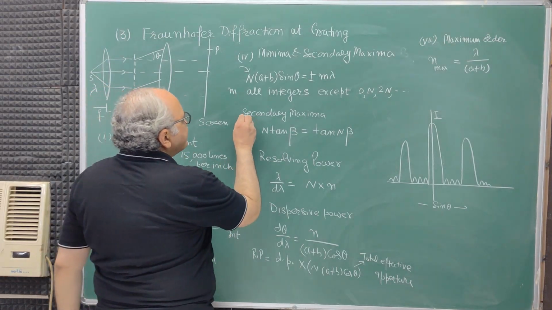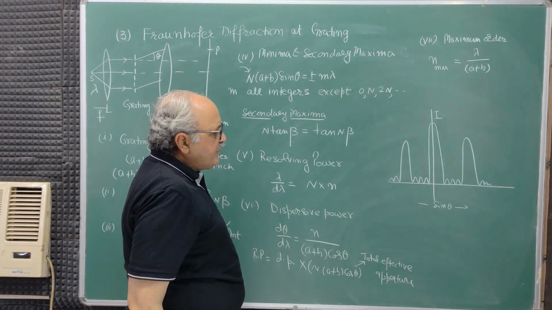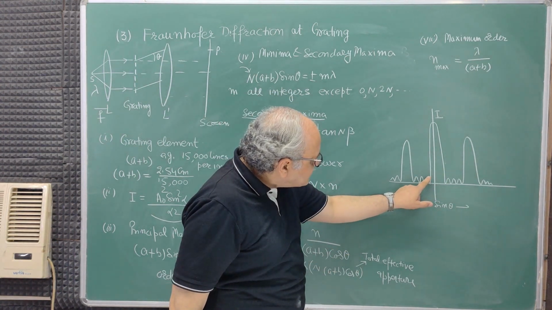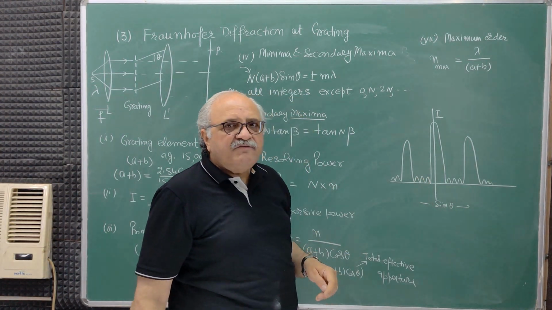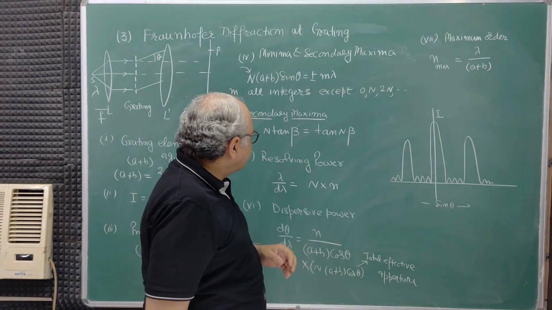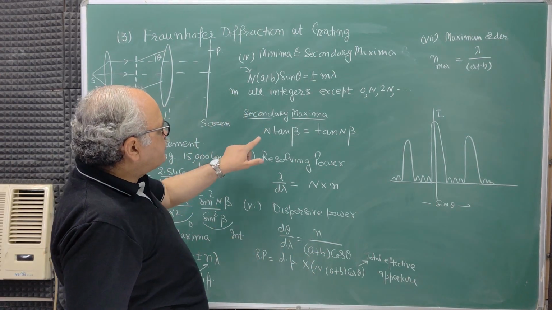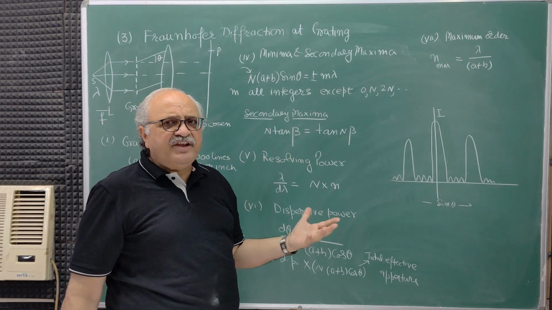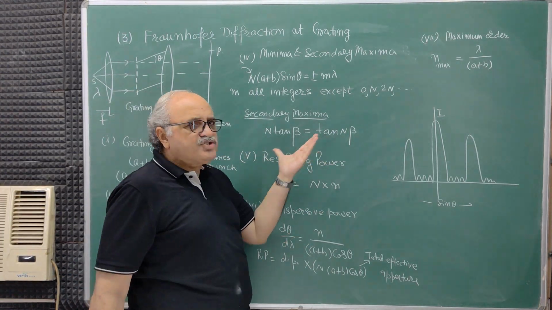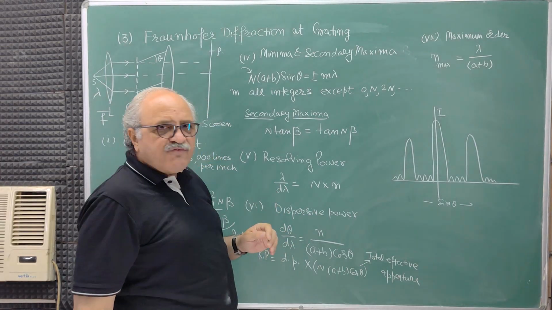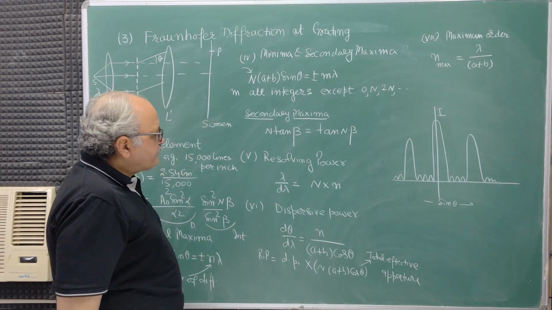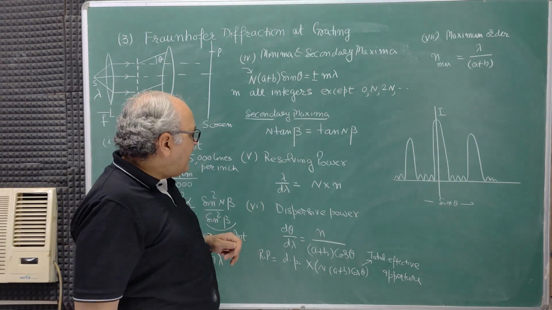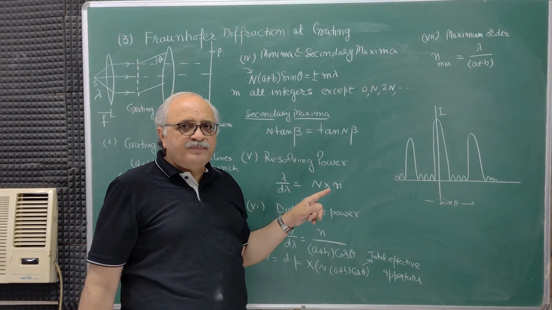So we also have the secondary maxima in between. If you look at this variation of the intensity, these maxima of smaller height, we call them the secondary maxima. So the condition for them to occur is N tan beta equals tan N beta. We can find out the position, but this is the main relation to find out the position for the secondary maxima.